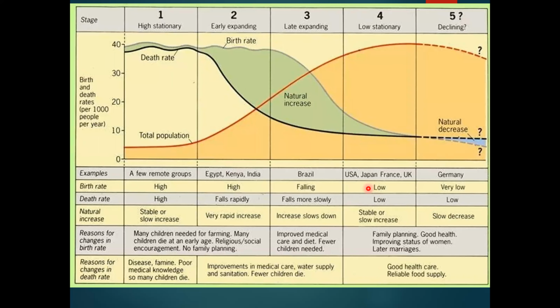So basically, stage 4, if you see, has been allocated to the countries such as USA, Japan, France, and UK, wherein the birth rate is found to be low. The death rate is also found to be low, which means if both are going to be low, then there is going to be a stable growth rate. So if you see herein, the birth rate is low, the death rate is low, and there is a stable growth rate that has been observed.